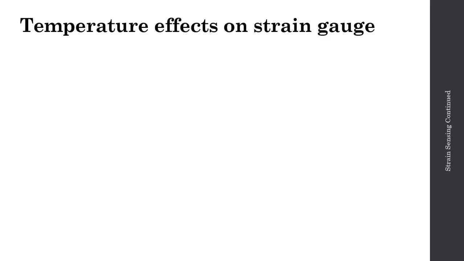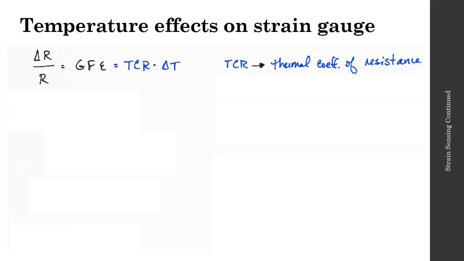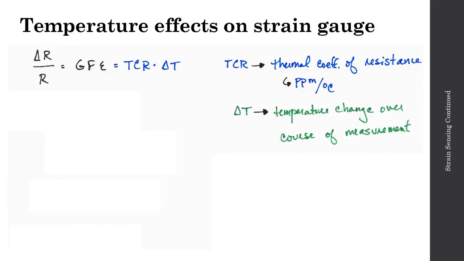Let's take a look at this effect analytically. We'll start off with our original definition that delta R, the change in resistance, divided by R, was equal to the gauge factor times the strain, epsilon. If I think about this in terms of temperature now, I could redefine this gauge factor times epsilon as being equal to TCR, the thermal coefficient of resistance, times delta T, a change in temperature. So TCR, that's my thermal coefficient of resistance, and that's typically defined in parts per million per degree C or per degree F. And my delta T, that's my temperature change over the course of the measurement.